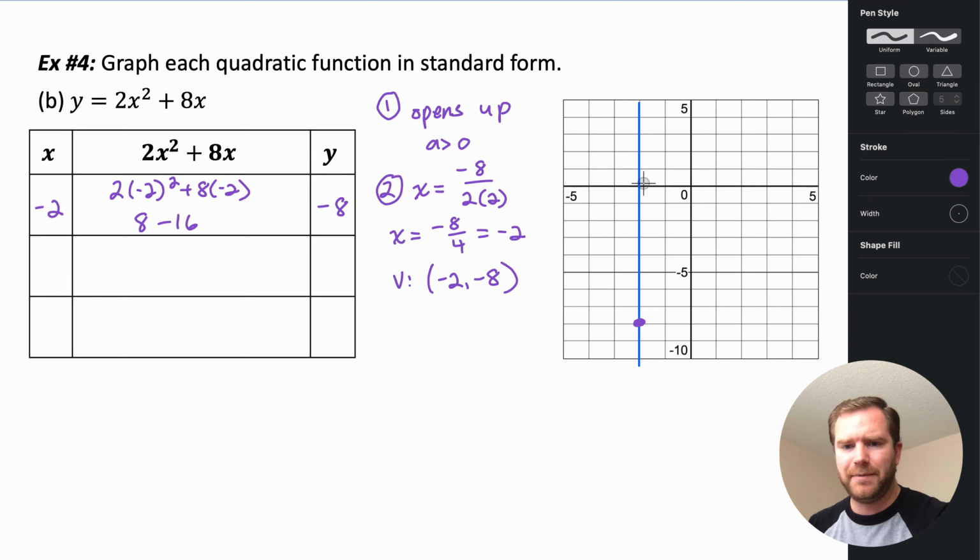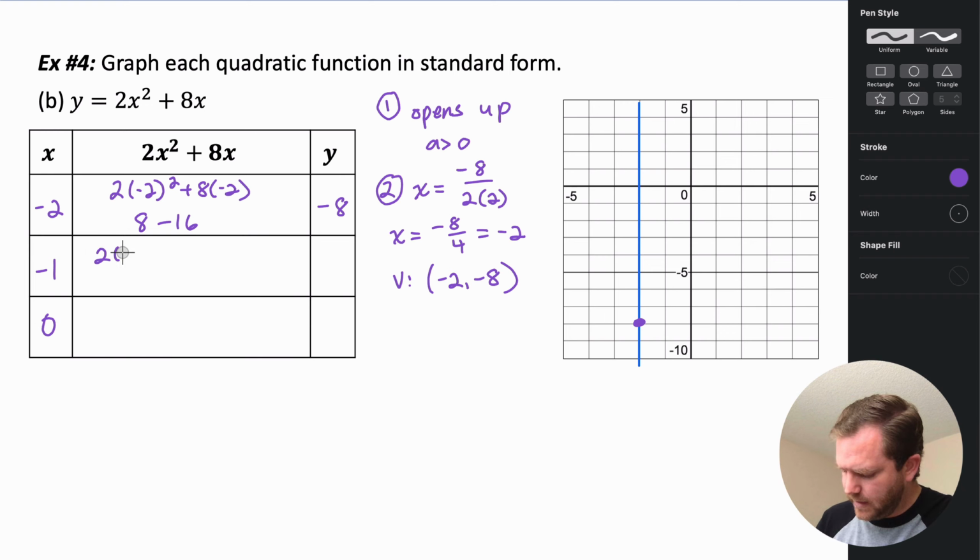I'm going to go to the right this time because I can get -1 and 0, which I think will be easier than -3 and -4. So -1 and 0, I'm going to use those values. So let's plug -1 in. 2 times -1 squared plus 8 times -1. -1 times -1 is 1, times 2 is 2. 8 times -1 is -8. So 2 minus 8, that's -6.